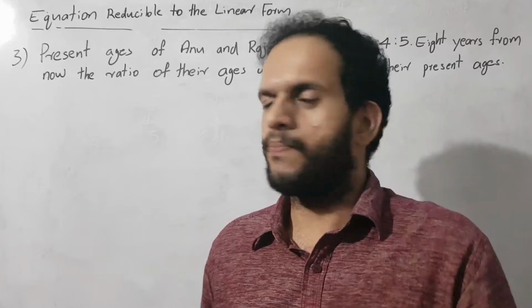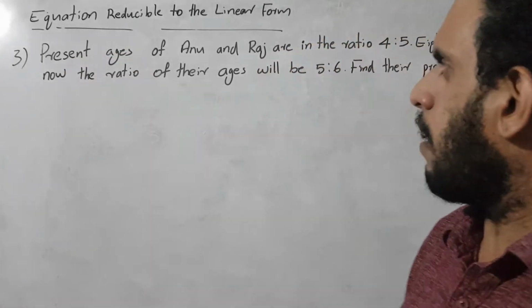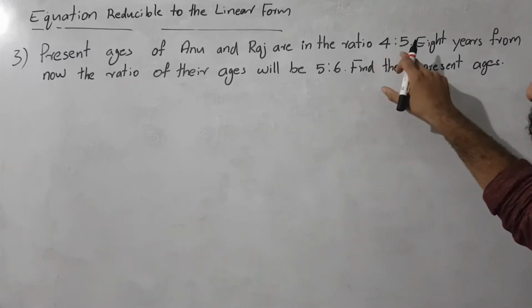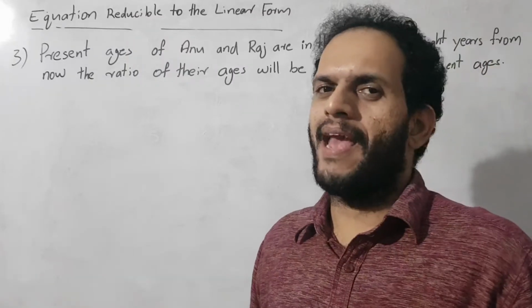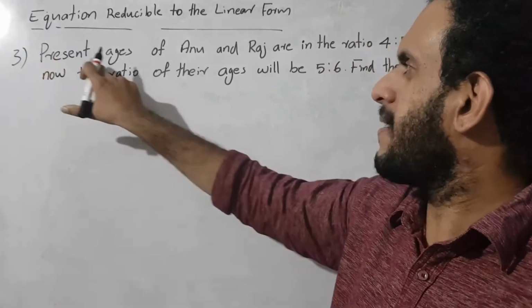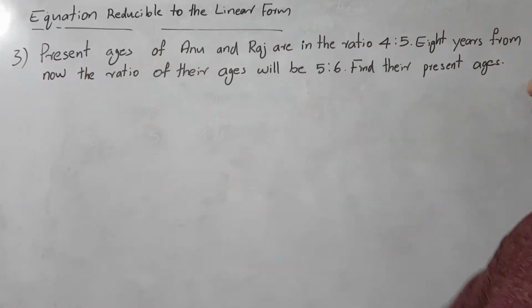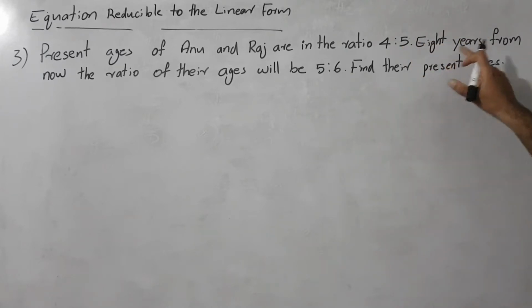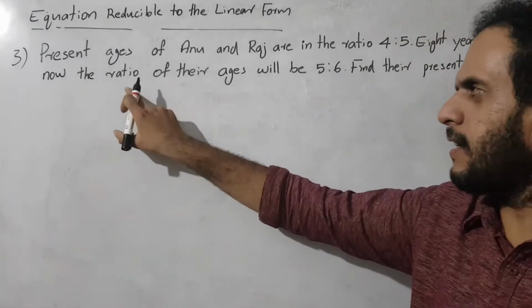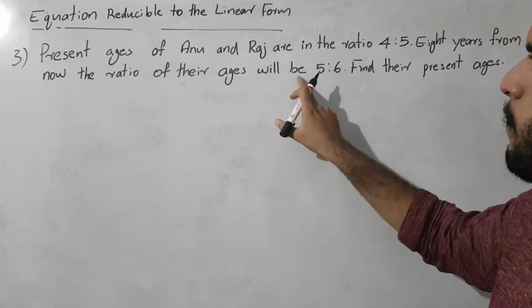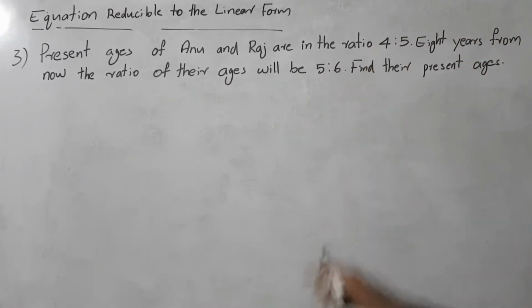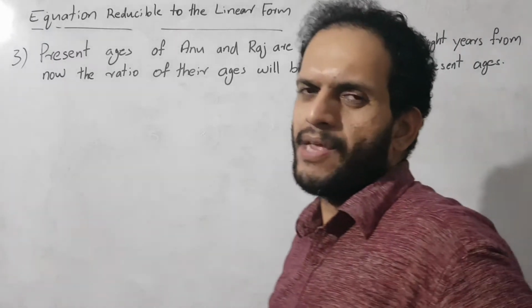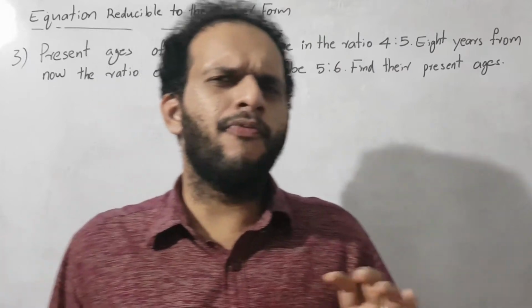Then we go to the next question. The question is, ages of Anu and Raj are in the ratio 4:5. 8 years from now, the ratio of their ages will be 5:6. Find their present ages. Okay, then a ratio is a fraction also.